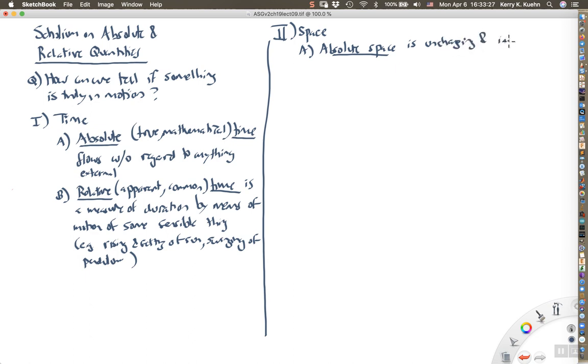unchanging and immovable, and would exist even in the absence of any bodies or material that currently occupy it. So the idea here is that yes, our universe is full of planets and stars and so on, but even if you got rid of all the planets and stars, one can still conceive of there being space. And that is what he refers to as absolute space.